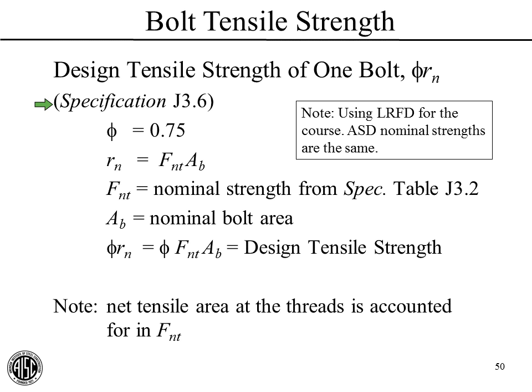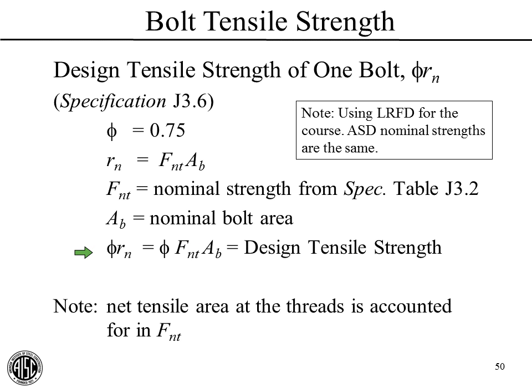Okay, so we go to the spec section J3.6 for the strength. Phi is 0.75 because this is one of those non-ductile limit states. The nominal strength is F sub nt times A sub b, and F sub nt is called the nominal tensile strength, and it's from the specification table J3.2, and it's in KSI. A sub b is the nominal bolt area, and we're not taking out any threads or anything like that. We're just taking the nominal bolt cross-sectional area for that. Finally, the design tensile strength is phi times F sub nt times A sub b.